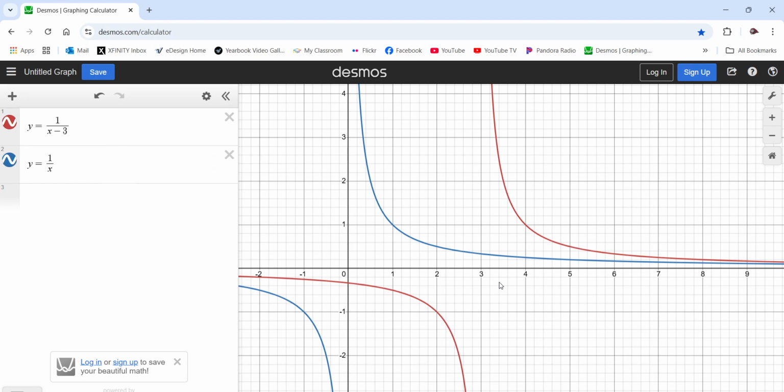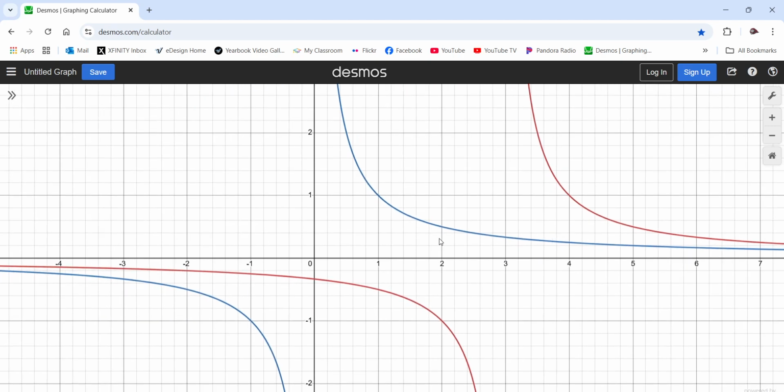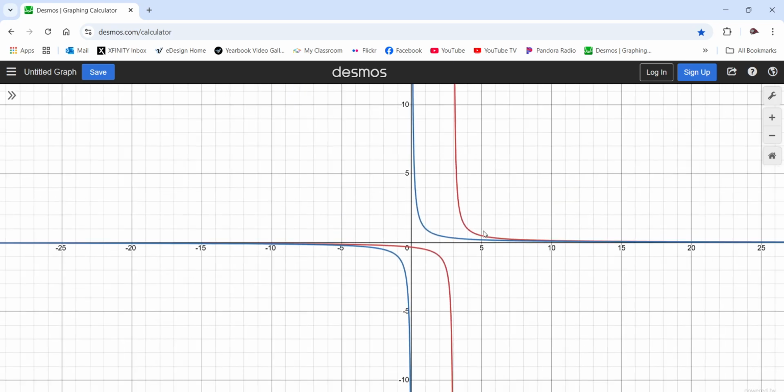What does that do to our equation when I move it to the right 3 places? I guess I could have done this. There you go. It hit it. All right, now you don't see it. So what is that red one compared to the blue one? It's the same as the blue one. It's still a 1 over x, but what did I just do? I moved it to the right 3 places. And how do you write that? It's 1 over what? It's x minus 3, okay?